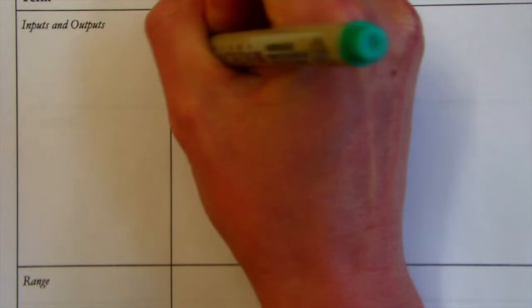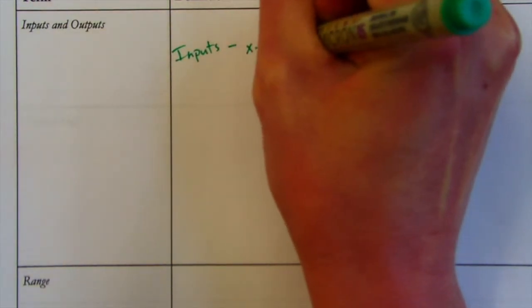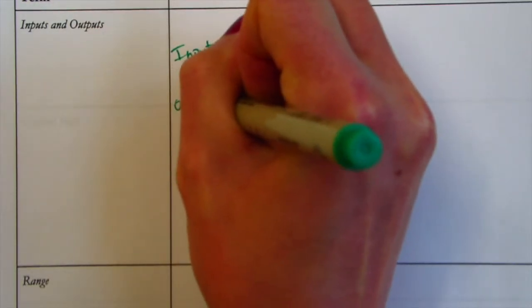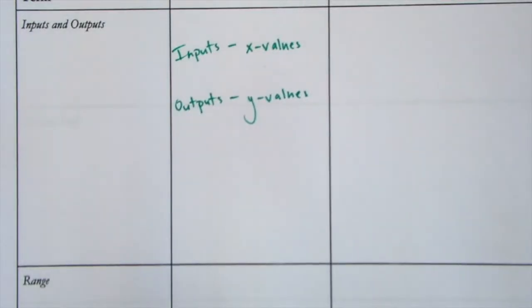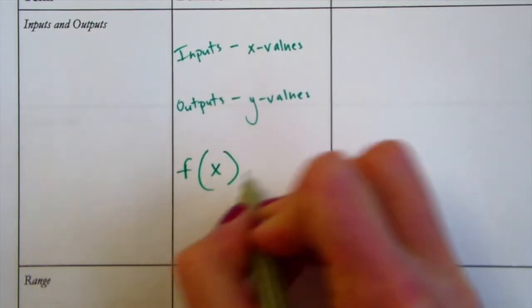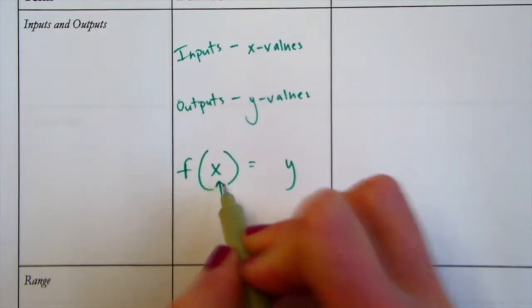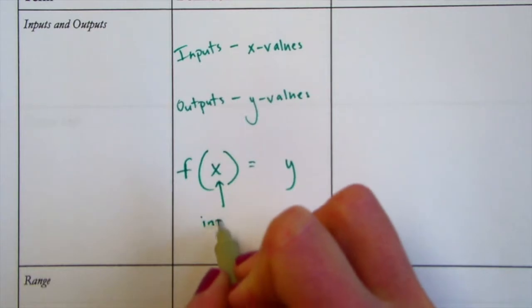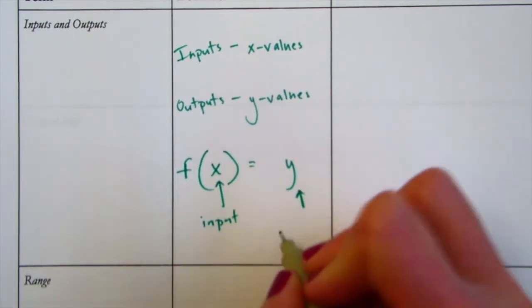inputs are x values. And outputs are y values. Another important thing to put here is function notation. So if we have something like f of x equals y, the x inside the parentheses represents our input, and whatever comes out on the other side is our output.